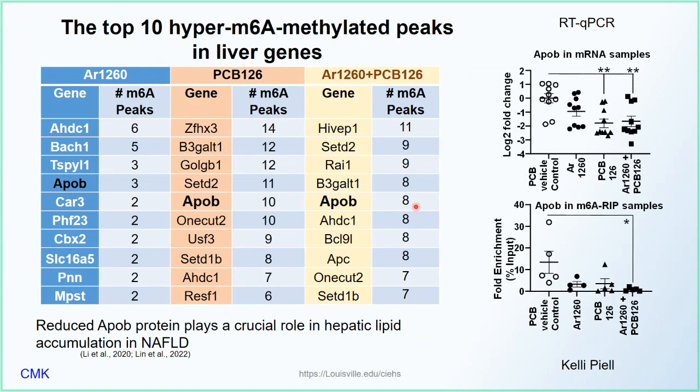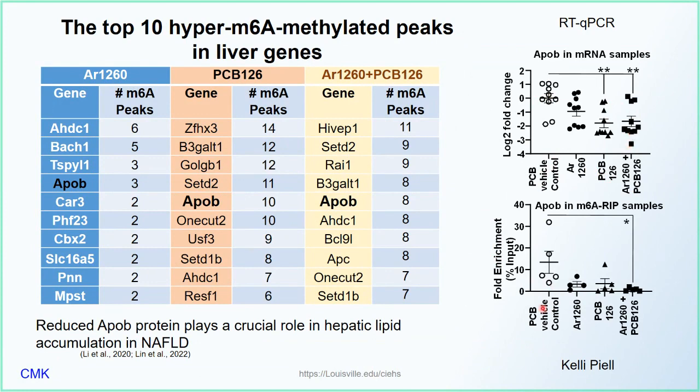So then we thought, let's look at what's happening with the ApoB transcript in the mRNA sample. So Kelly did real-time quantitative PCR to look at ApoB expression in the mRNA samples, either the vehicle control or the Aroclor 1260 or PCB126 or dual exposure samples. And what we can see is a decrease in ApoB transcript abundance with PCB126 exposure, or in the samples from the mice that were exposed to both PCB126 and Aroclor 1260.